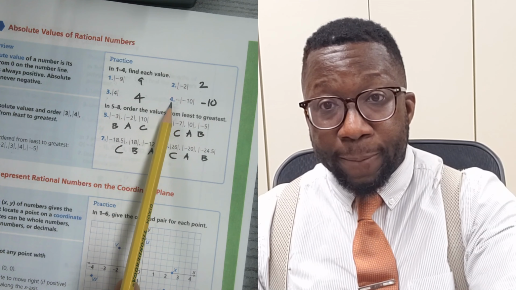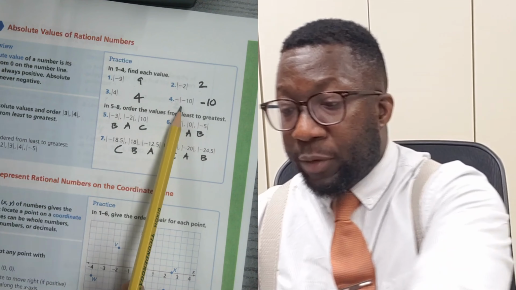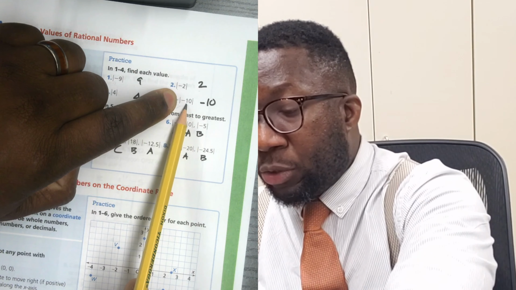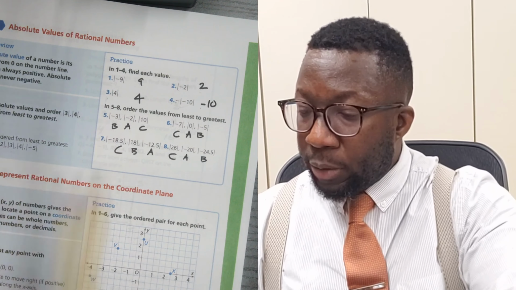But then the opposite of the absolute value of 10 would be negative 10, because the absolute value of negative 10 is 10, but then that negative sign that's outside of the absolute value bar is telling us to take the opposite of that. Okay?